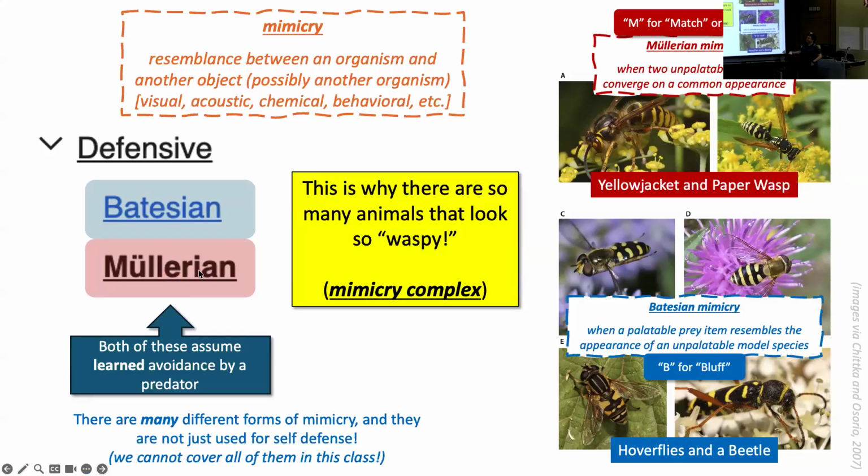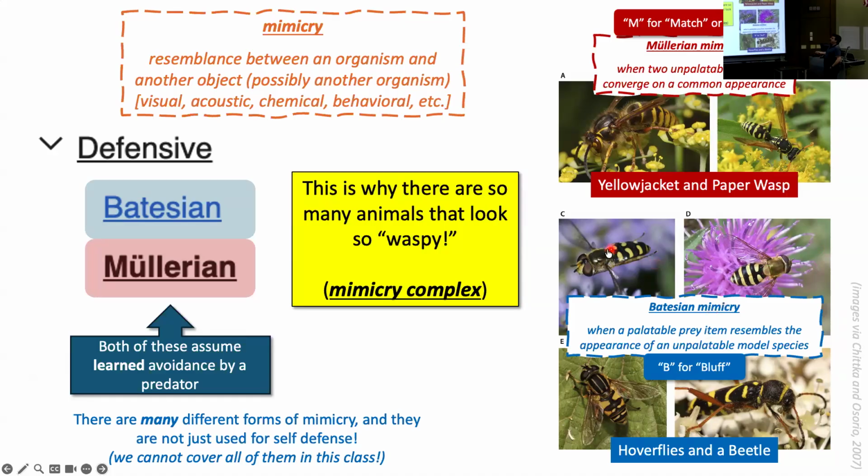So that's the idea, that learning drives this convergence in unpalatable species. Two species that really can fight back, two species that a predator doesn't want to eat, are going to start looking like each other. That's Muellerian mimicry. So M for match, these two start matching each other. It's a little bit of a mutualism, M for mutualism, M for Muellerian. Flip side of that is Batesian mimicry.